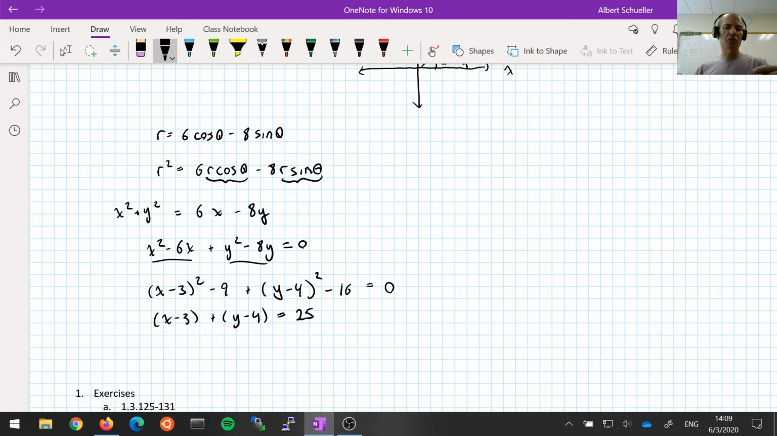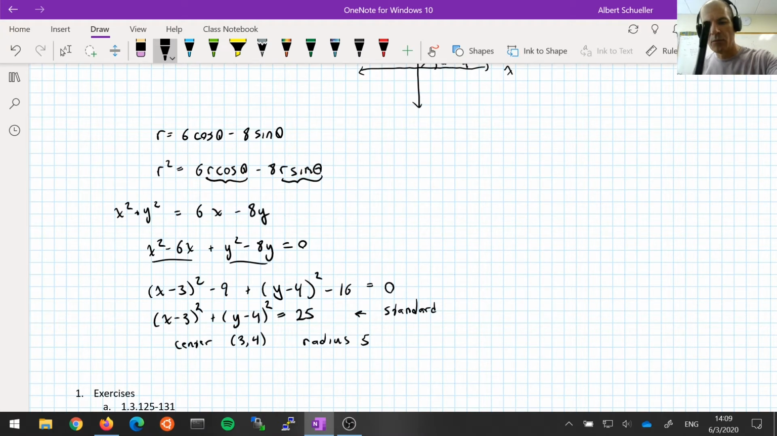And I get something that should be familiar to you. This is the standard equation of a circle. The circle has center at 3, 4, and radius 25. Sorry, 5. So this is the standard rectangular equation for a circle. Definitely want to recall that, remember that, it'll come up again.